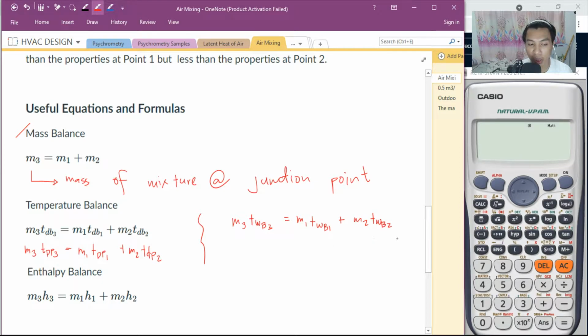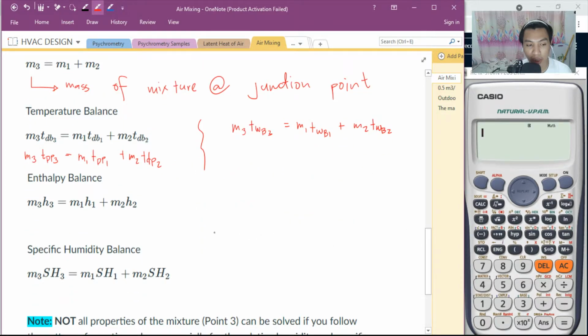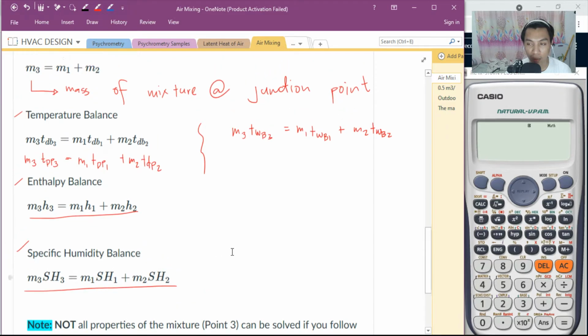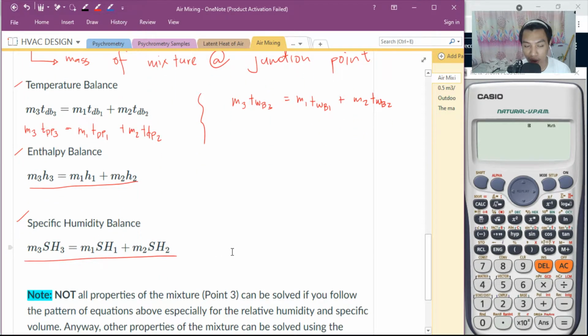Very basic yan. Now, for energy balance, ito lang gagawin natin. Enthalpy balance, temperature balance, iisa-isain mo lang. Okay? And then, specific humidity balance, as is. Now, sabi dyan, kung meron ka ng 2 parameters dun sa certain point, hindi mo na kailangan mag-solve pa dyan. Bakit, sir? Kasi nga, gamitin mo na lang yung psychrometric properties niya.